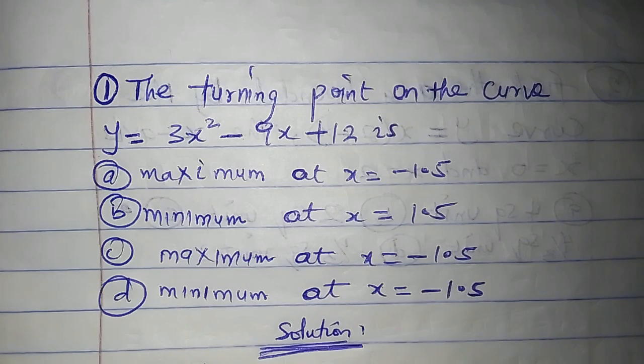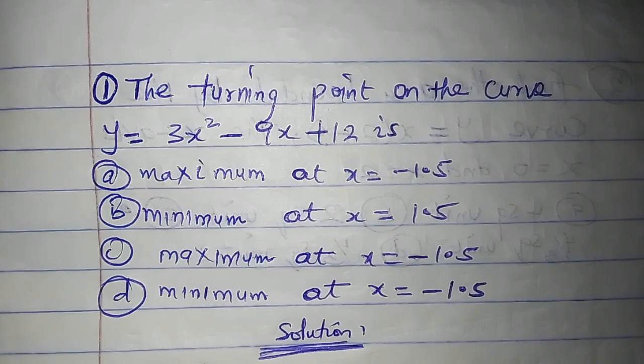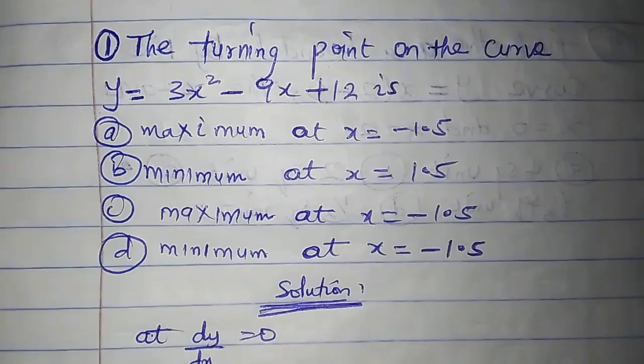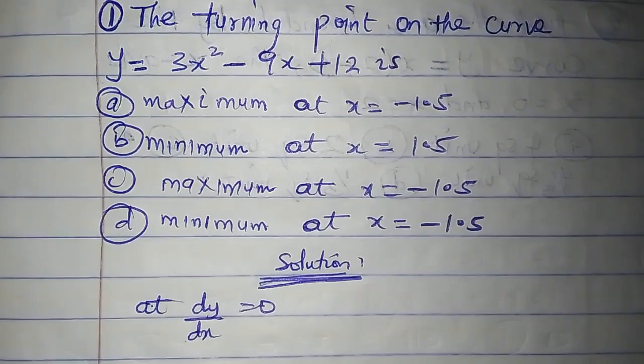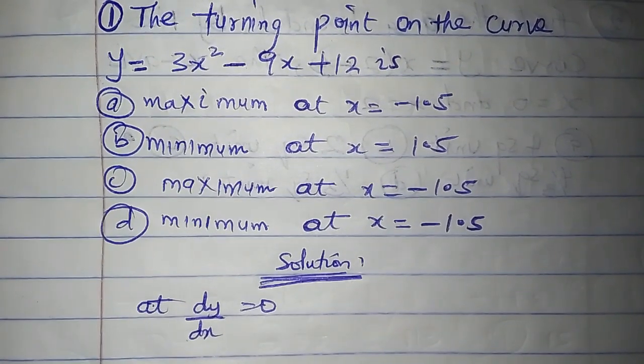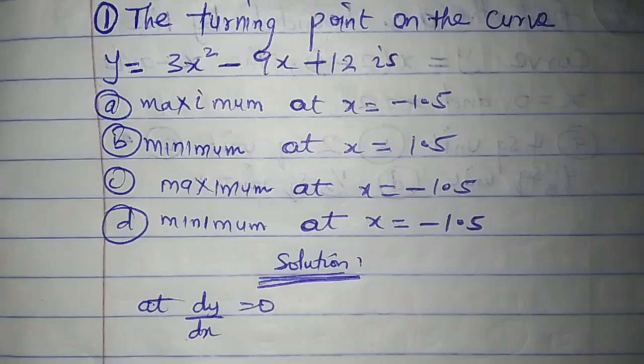Alright, this is the first question that we have. The question says, the turning point on the curve y equal to 3x squared minus 9x plus 12 is, what? The question wants us to determine the turning point and to determine if the point is a minimum or a maximum. Now, when does a turning point occur? A turning point occurs at the point where dy/dx is equal to 0. That is where the gradient is 0. So we are going to look for dy/dx of that function, or of the curve.